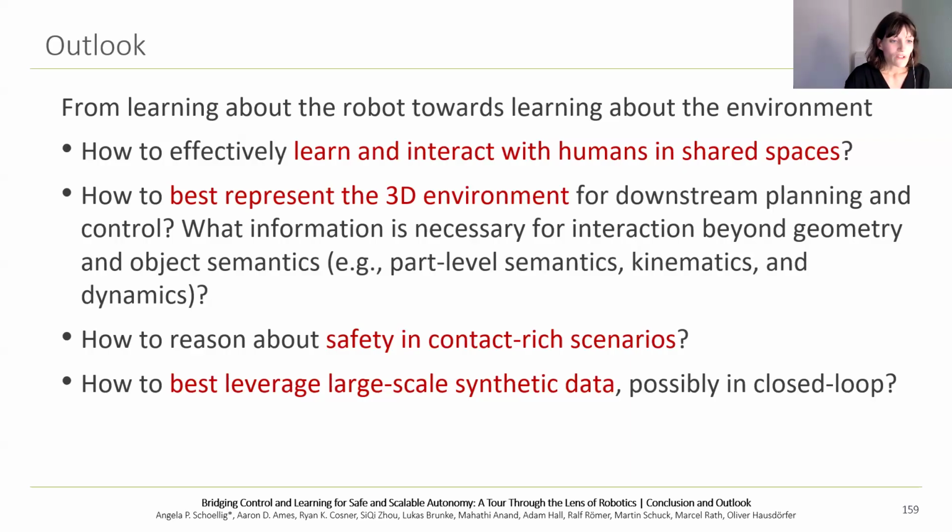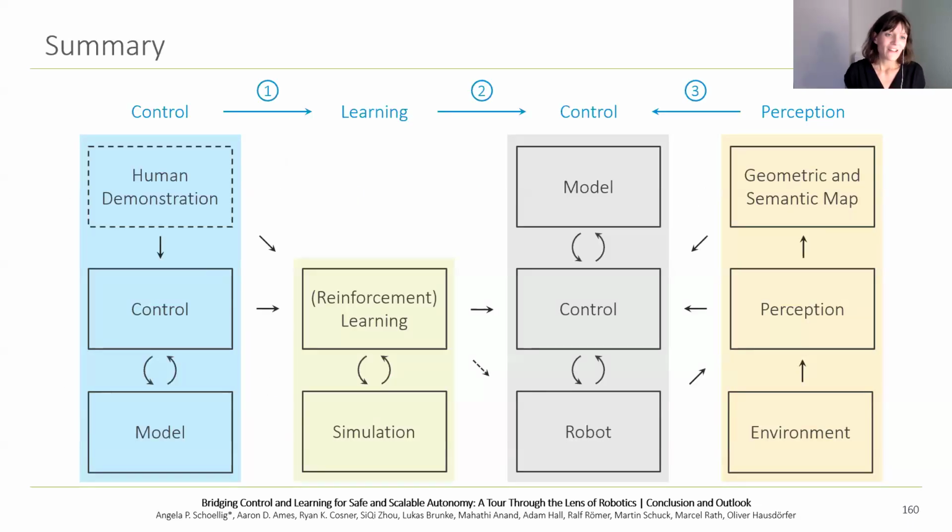Another question is how do we reason about safety in context-rich scenarios? And what you haven't seen in this talk, at least, is manipulation. Context-rich scenarios would, for example, include that as well. And how can we best leverage large-scale synthetic data in the closed loop? This is some of the ideas I showed you. Maybe there's a paradigm shift where we really go towards large-scale parallelized simulations to solve complex optimization problems in real time.